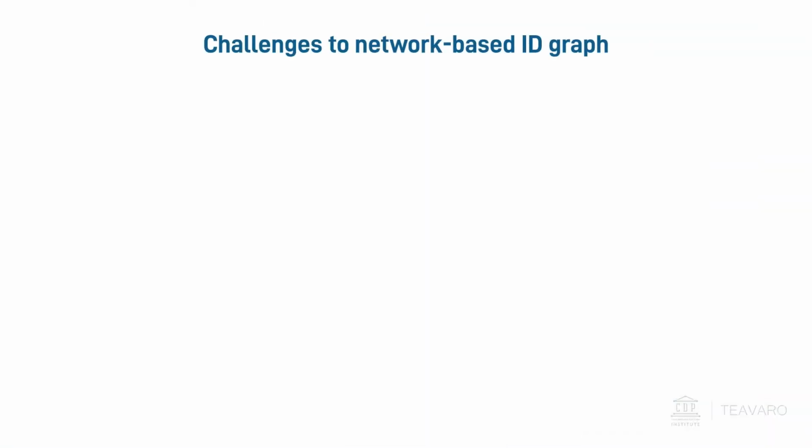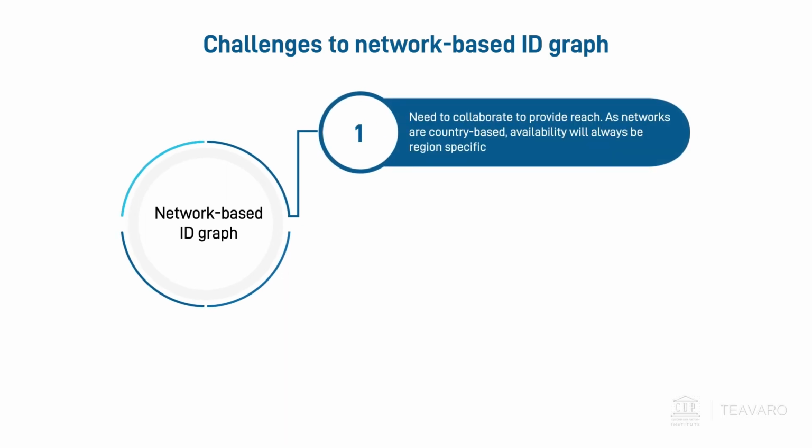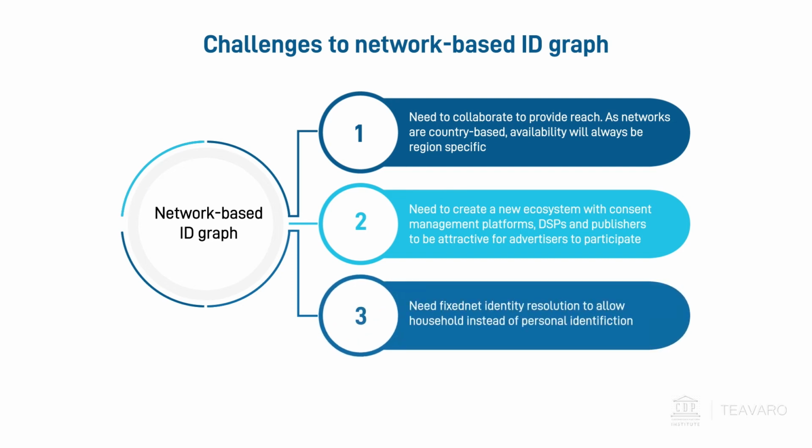However, some major challenges must be overcome for these potential advantages to become real. Network providers need to collaborate to provide reach. As networks are country-based, availability will always be region-specific. Network providers need to create a new ecosystem with consent management platforms, DSPs, and publishers to be attractive for advertisers to participate. A full solution requires fixed net identity resolution, which is technically more difficult to provide and only allows for household-level identification.